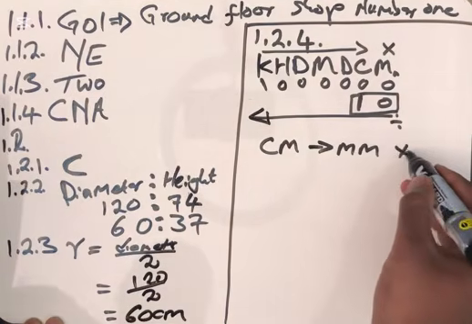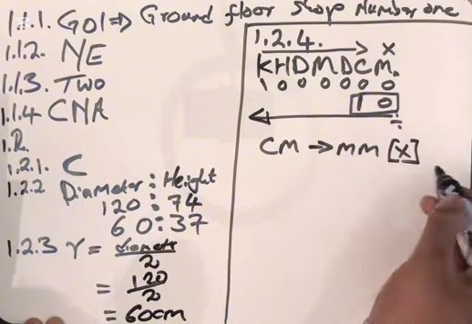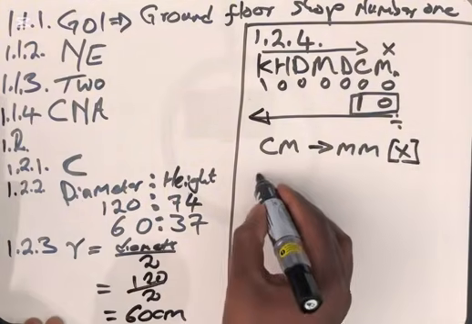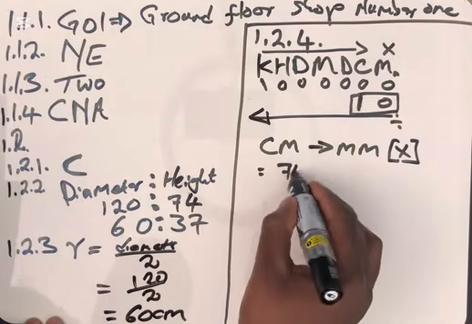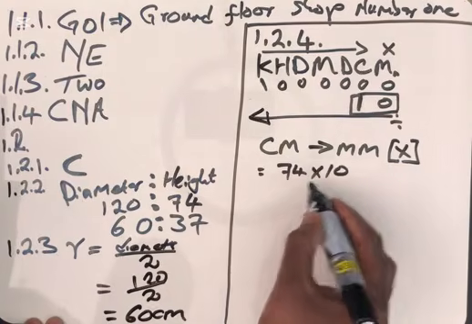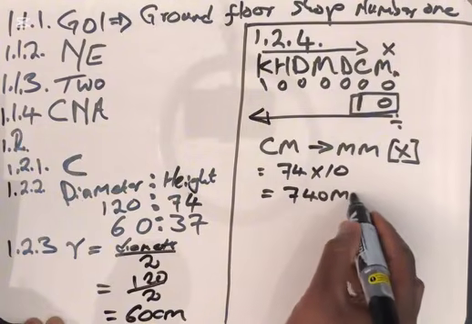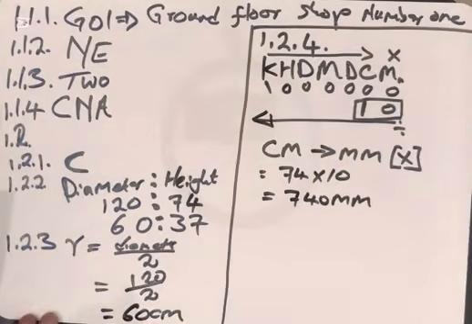We must multiply by the converting factor. And our converting factor here is 10. So it means that our answer here is going to be 74 multiplied by 10. 74 multiplied by 10 is 740 millimeters. I believe I explained this in a better way.